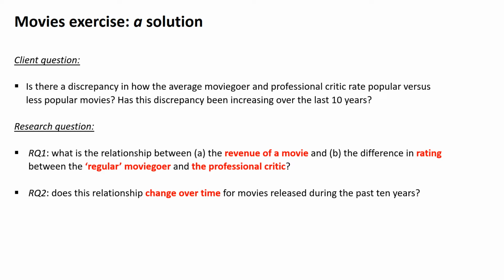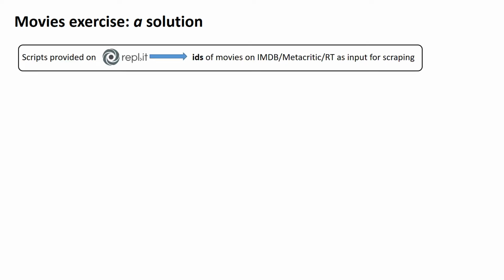So you can see that both of these variables seem to be interval variables, so score between 1 and 100, for example, when it comes to a rating of a movie. So in the end, we expect at least some kind of scatter plot, right? And a trend line in said scatter plot between the revenue of a movie and how different the average Joe, let's say, and a professional critic rates those movies. And research question two, does this relationship change over time for movies released during the past 10 years?